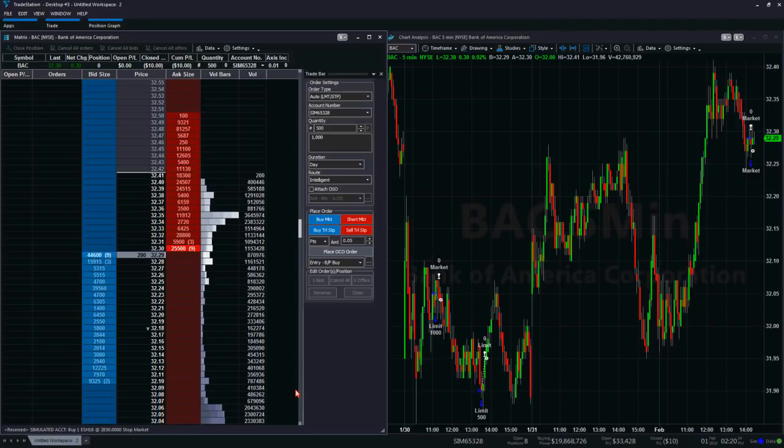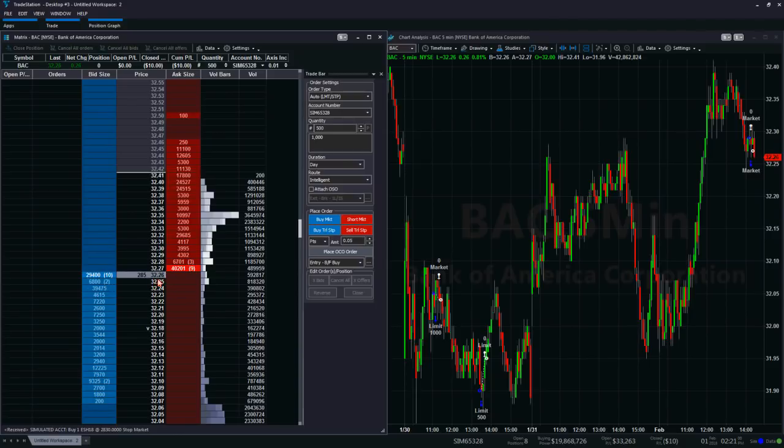All right, here on the matrix window is one of the best places to enter your trades because you get a full view of what's happening in the market. At the top left, we have Bank of America. If you want to change the symbol, I think I showed you this yesterday. You just type the symbol in and hit enter and it changes the symbol for the matrix. But the matrix is very useful because you see what's happening in the market.